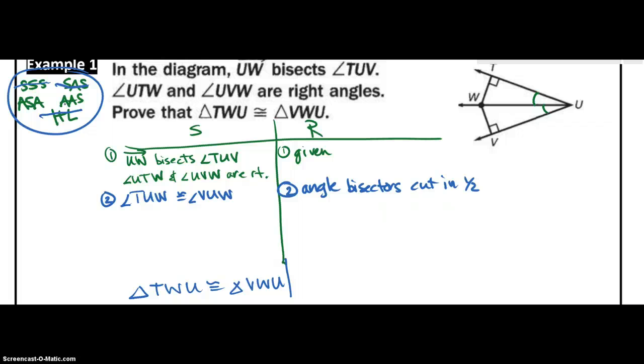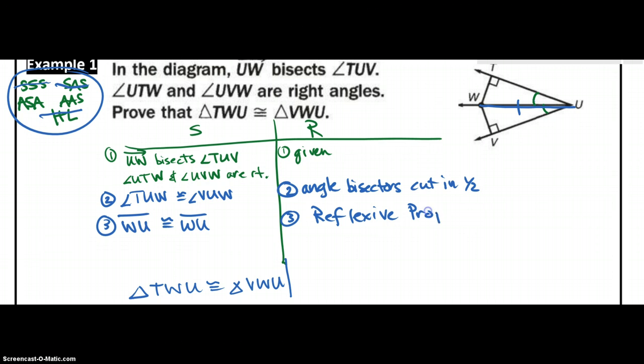The reflexive, that's exactly right. Okay, so we've WU is congruent to itself, right? WU congruent to WU by the reflexive property. Good.